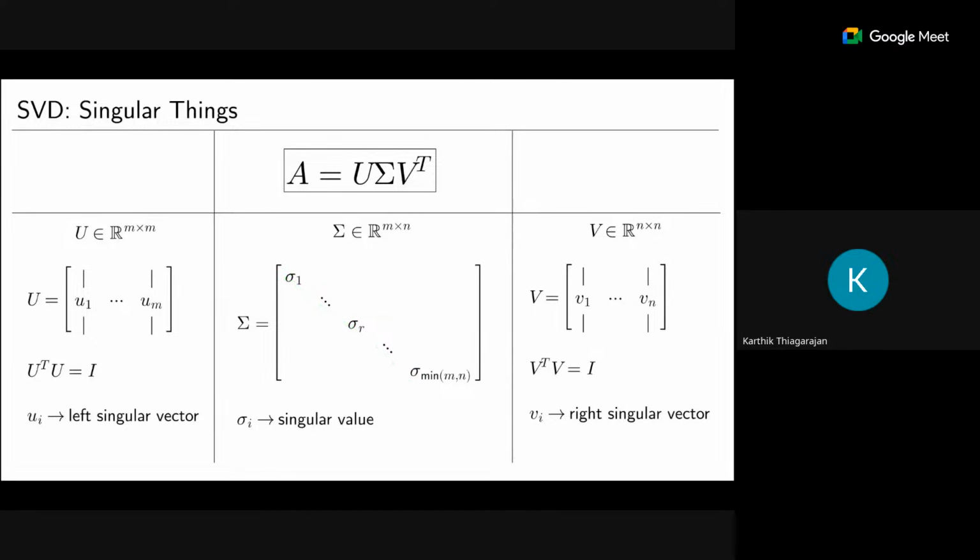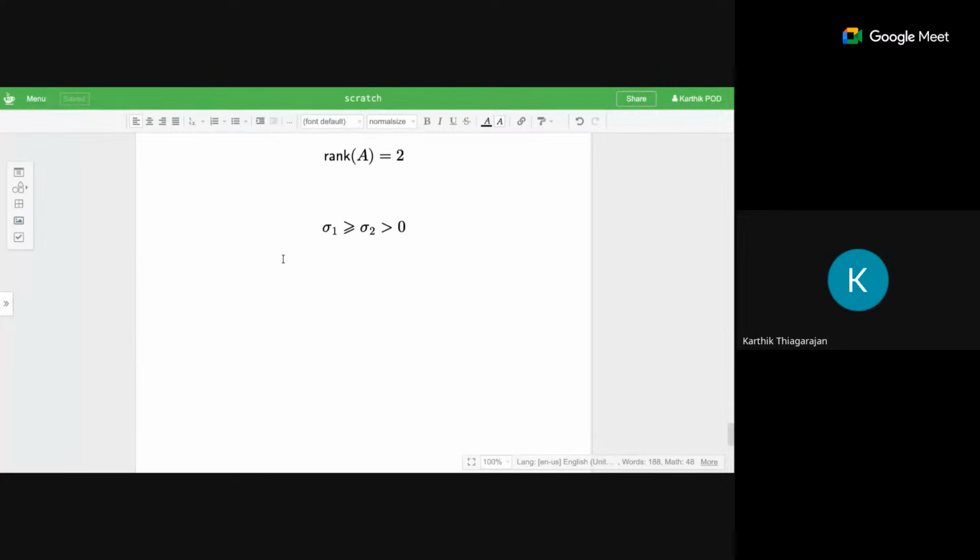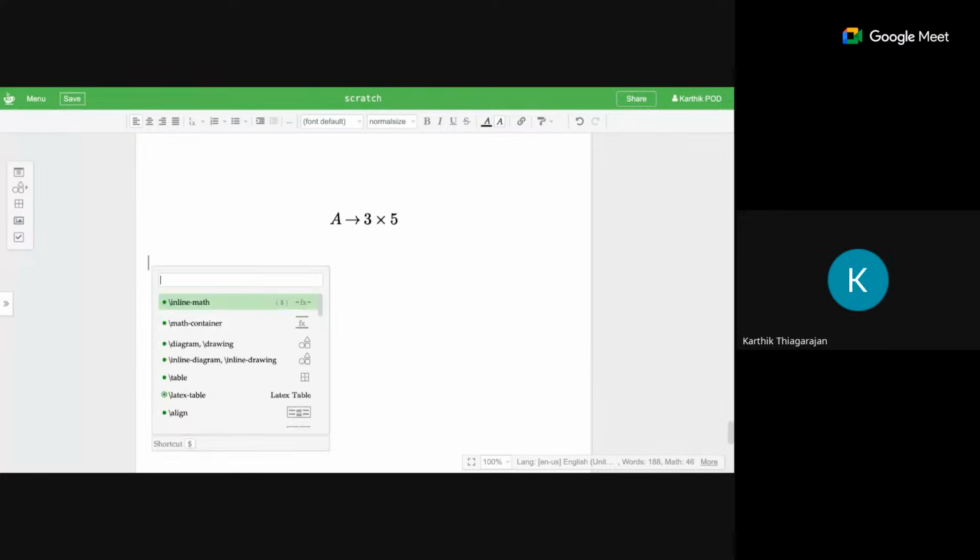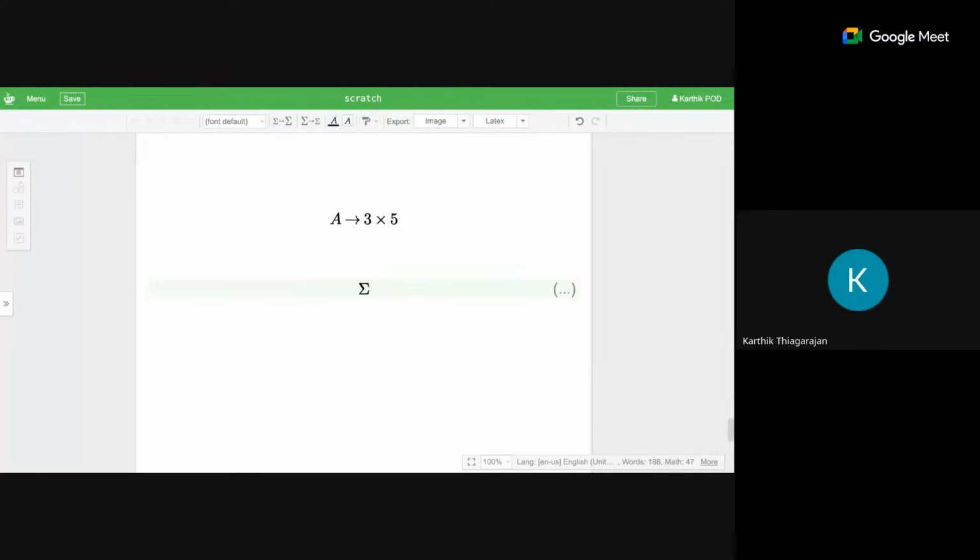Now there are at most these many singular values. What do I mean by that? We discussed this in an earlier session, but I'll just add this. Let's take this example again. If you have a 3 cross 5 matrix, the sigma matrix is of dimension, what is the dimension of sigma? 3 cross 5, this is also 3 cross 5. So how many diagonal entries can this have? Minimum of 3, 5.